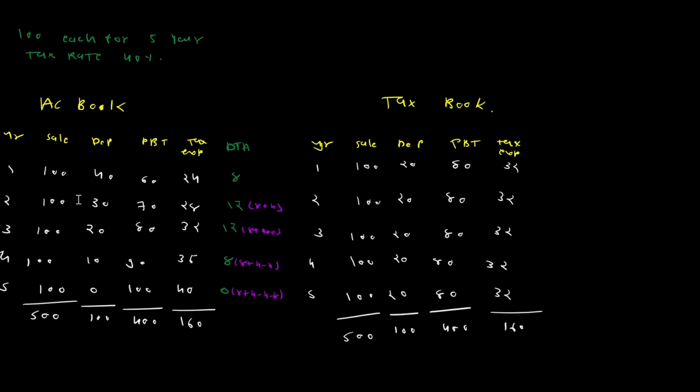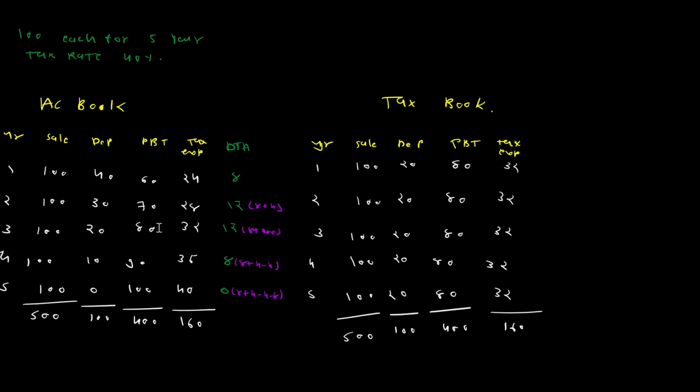In the next year, 30 is the depreciation, 70 is PBT, and 28 is my tax expense. In the tax book, 20 is depreciation, 80 is PBT, and 32 is tax expense. 32 minus 28, I have paid 4 extra in the tax book, so that will be added to the carry-forward asset. So 8 plus 4, I will have 12 of deferred tax asset.